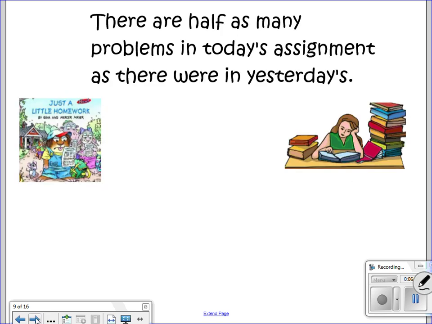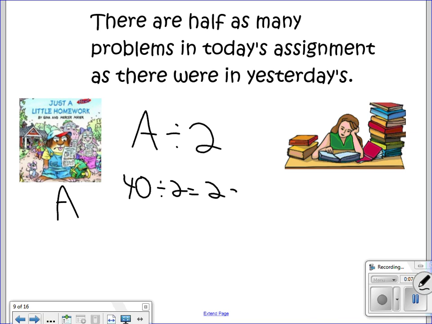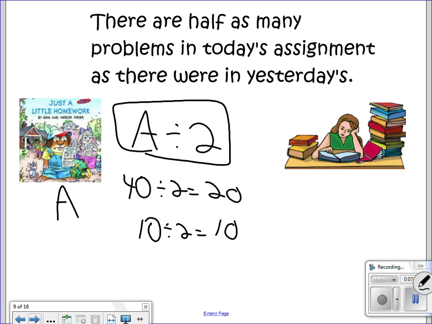Let's keep going. There is half as many problems in today's assignment as there were in yesterday's assignment. So the assignment is going to be A. There's half as many problems. So it's going to be A divided by, I guess we would probably want to go with P, but A divided by 2. So if we had 40 assignments, we're going to divide that by 2. We have half as many, which would be 20. If we had 10 assignments yesterday, we're going to divide it by 2. We get 10. This is all you'll be writing for your answers tomorrow in class, though.